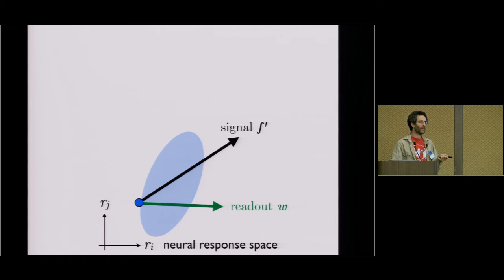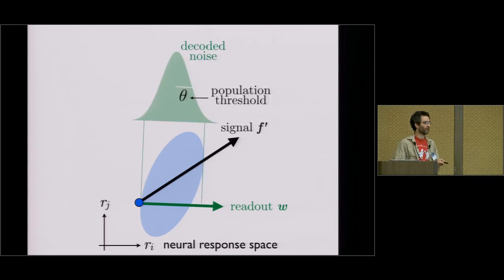Now, if you picked out a different readout, you might do better because you're picking out the narrower part of the noise distribution.